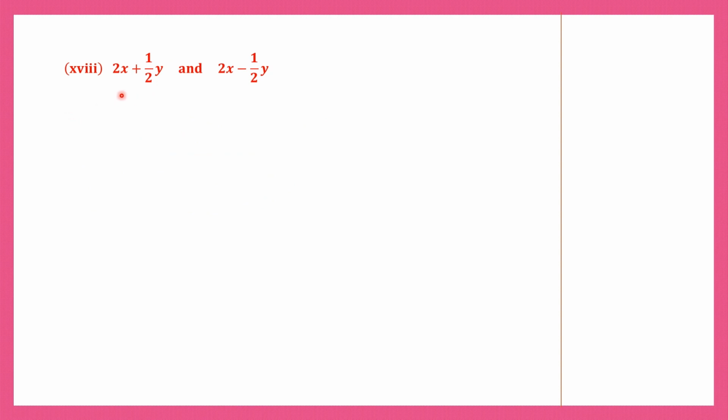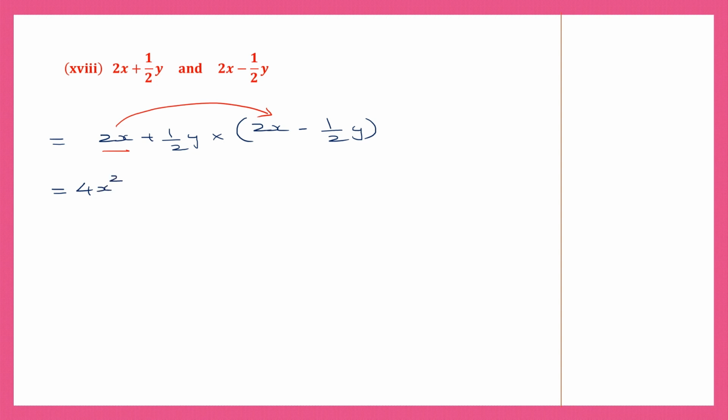Now the last one here, we have to multiply this binomial and this binomial. Let's write this only first. So 2x plus 1 by 2y into 2x minus 1 by 2y. So first we're going to multiply 2x into this first term, which is 2x. So numbers, 2 2s are 4, x into x is x to the power of 2. So we are done with this first one.